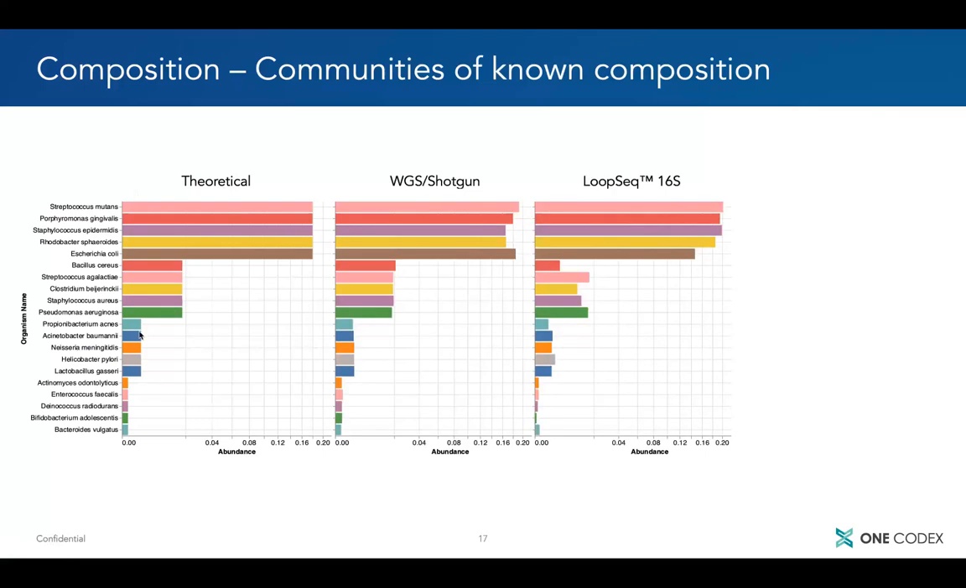The LoopSeq data, the 16S data, also looks very good. So again, we still have these 4 clear tiers, and fairly even distributions across these individual genomes.